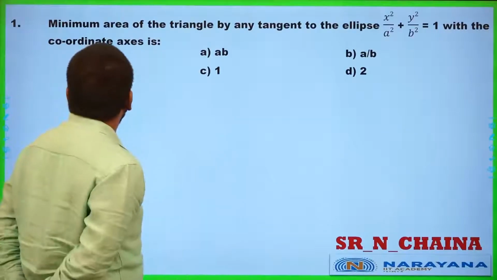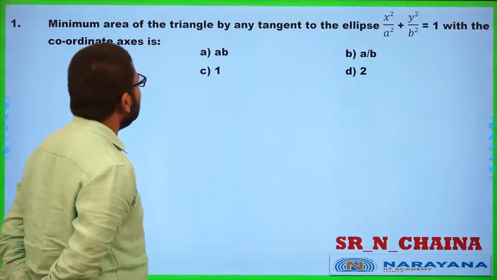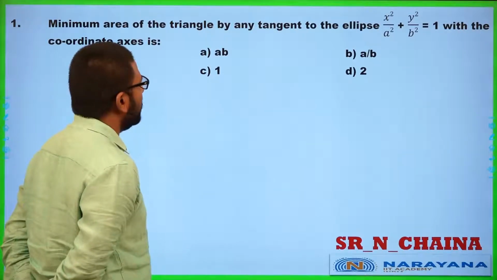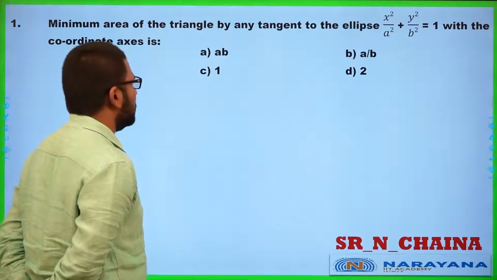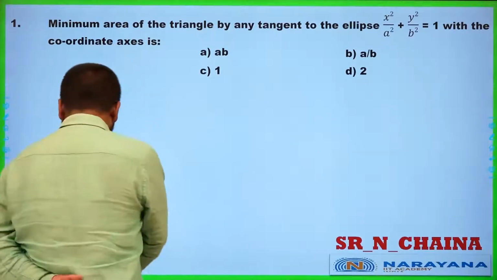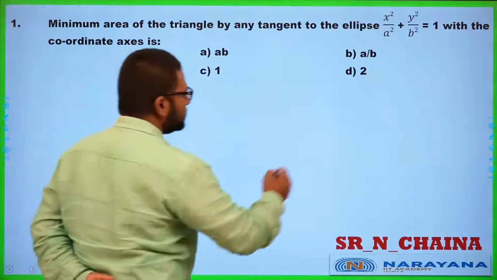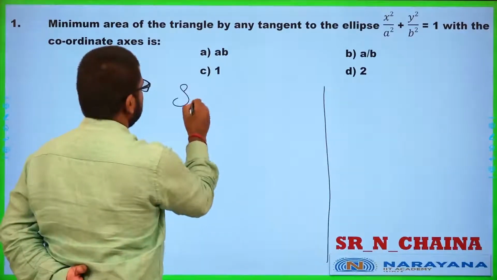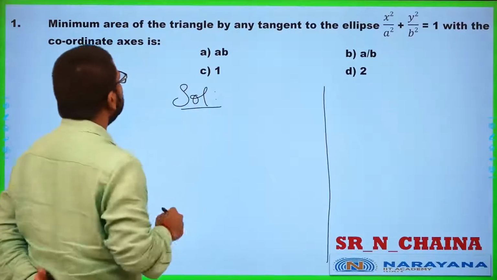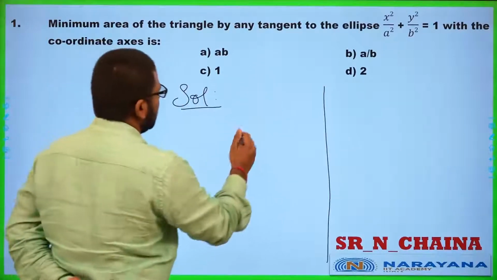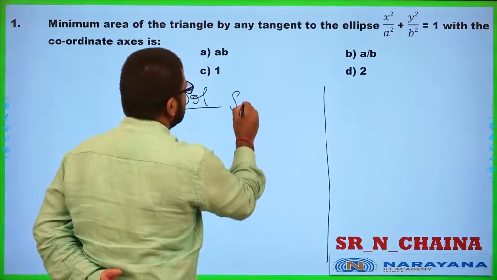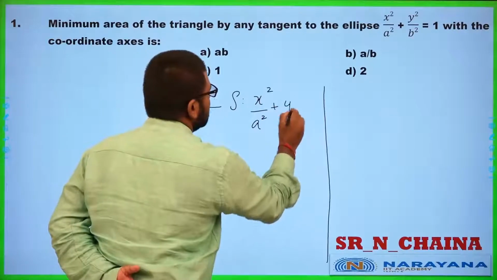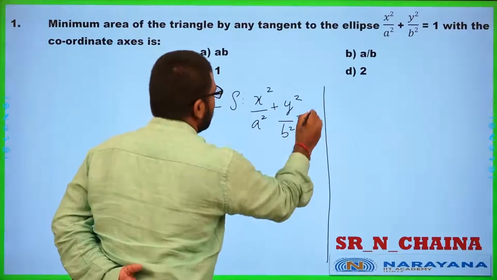First question: the minimum area of the triangle formed by any tangent to the ellipse x square by a square plus y square by b square equal to 1 with the coordinate axes is what? So what do we have here? We have a standard ellipse and there is a tangent to the standard ellipse, right? So first write the equation x square by a square plus y square by b square equal to 1, right?